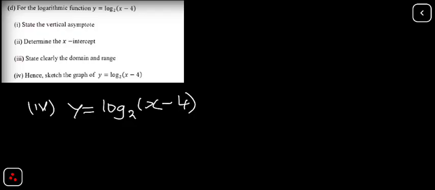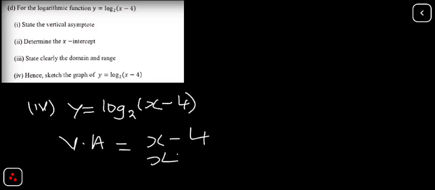Okay, so we have this question. The first question, they're asking us to state the vertical asymptote. For the vertical asymptote, you get what is inside the parentheses, which is x minus 4.